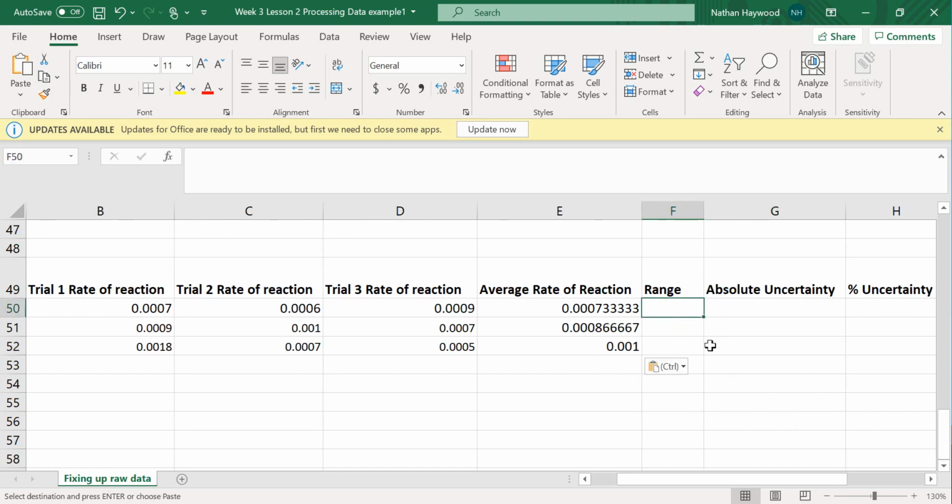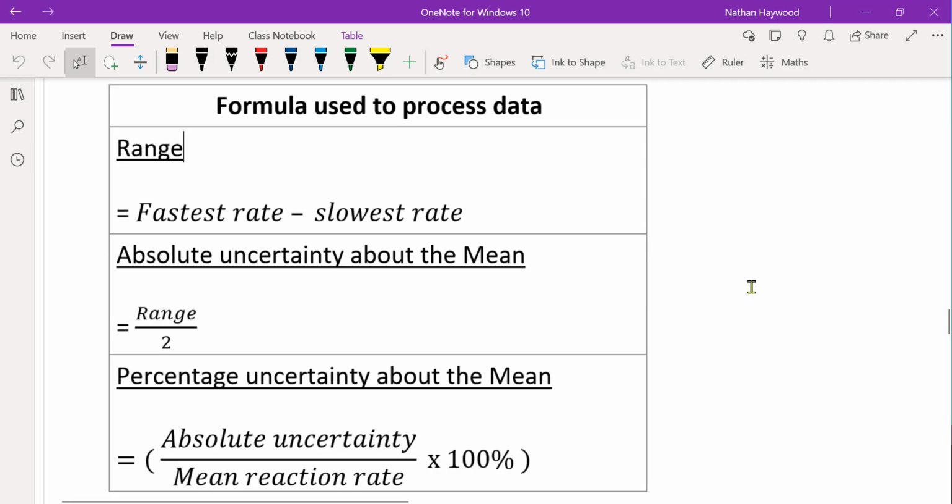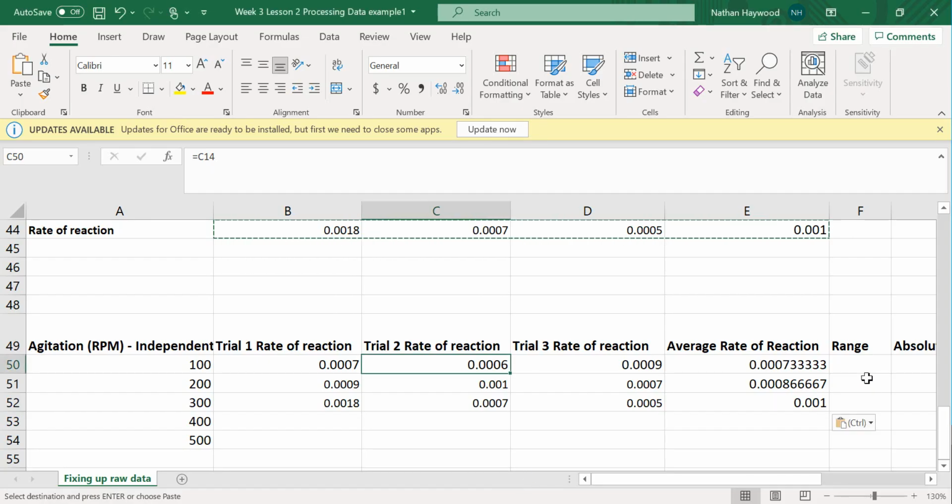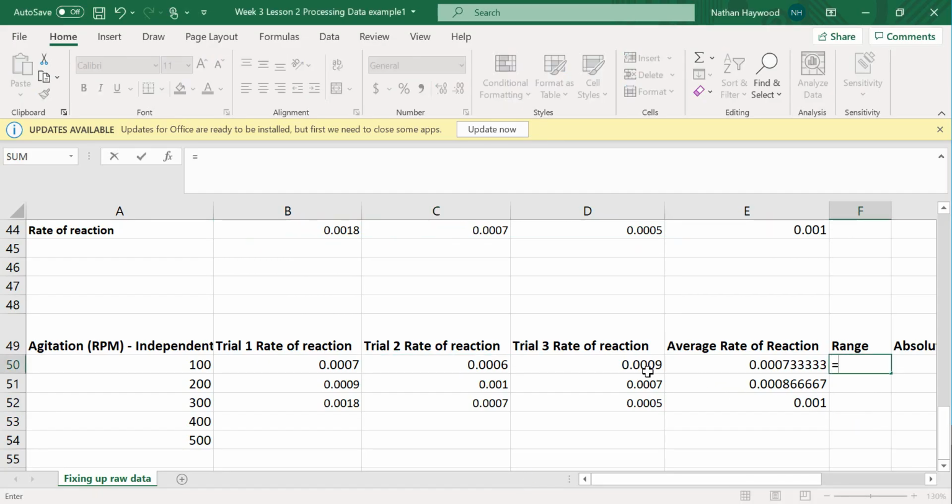Now I've got this thing called the range. So these are the three formulas. I'm going to start with the range. So I need to do the fastest rate for each independent variable minus the slowest rate for each independent variable. So this one here, the fastest was this one minus that one. And that is the range for the rate of reaction.